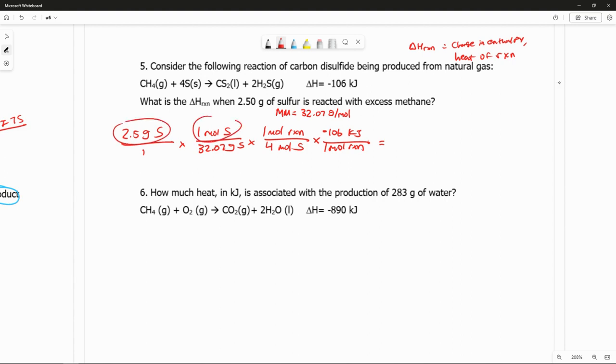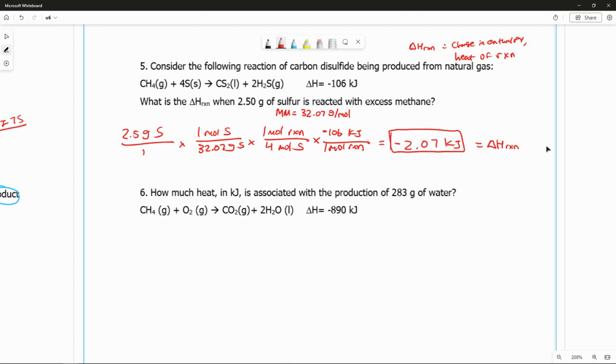Calculating all the top numbers, multiplying together, and dividing by all the bottom ones, you are going to get your final answer of negative, because we have a negative on the kilojoules, 2.07 kilojoules as our delta H RXN, which is our final answer. All right, let's try number 6.